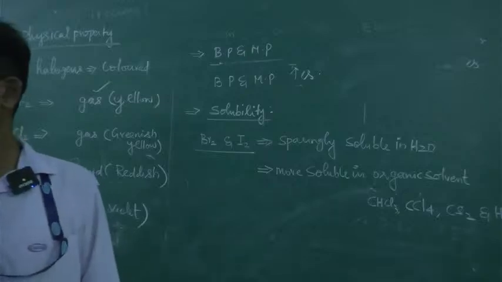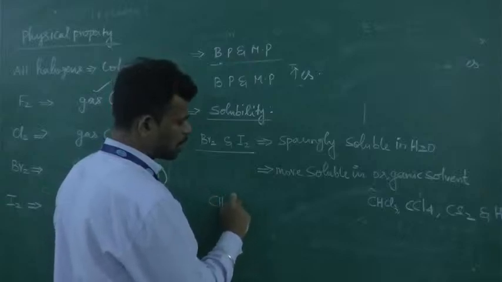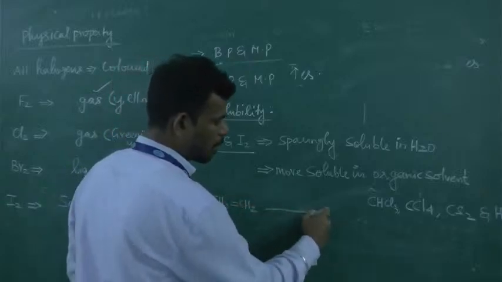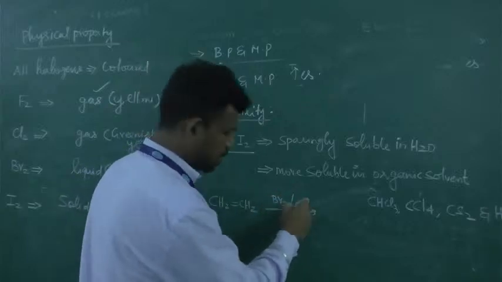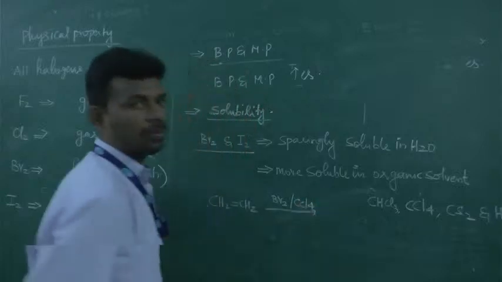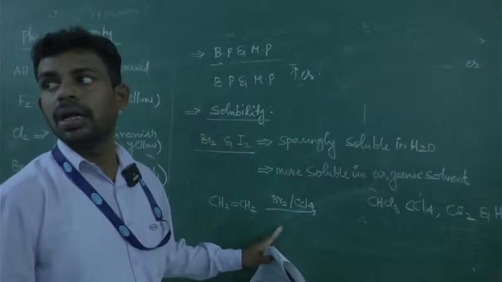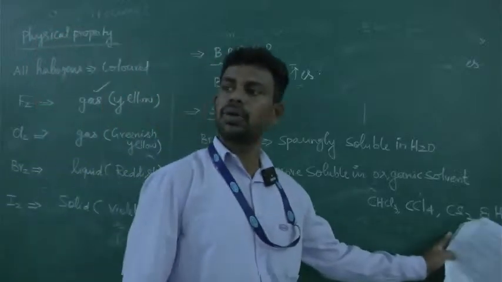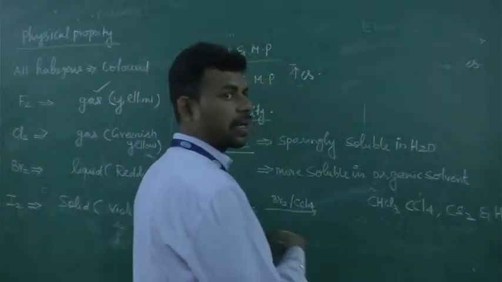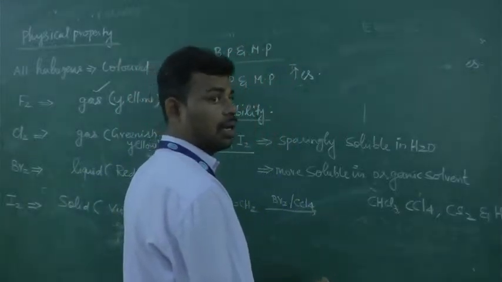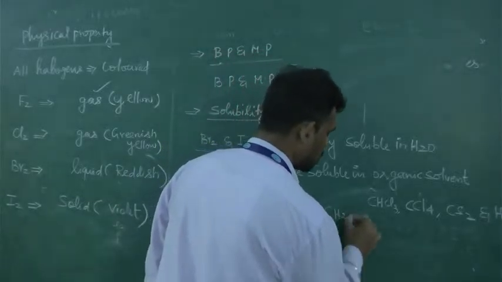Decolorization, is it clear? For example, where have we used an organic solvent? For example, suppose you take ethene with Br2, what solvent would we use? Any idea? CCl4, because in CCl4 what is soluble? Br2 is more soluble. Br2 and I2, is it clear? What product will you get? 1,2-dibromoethane.